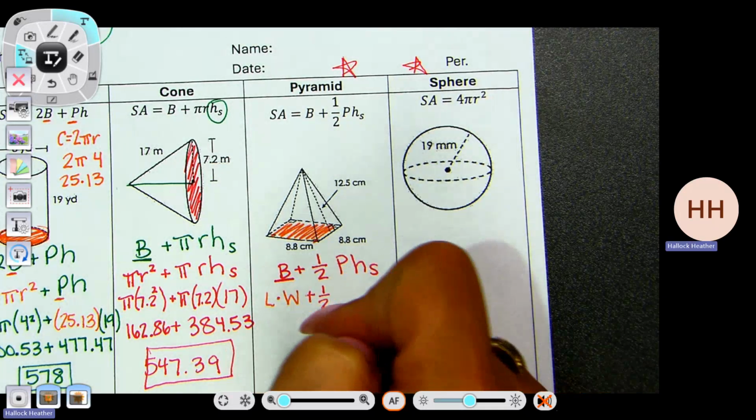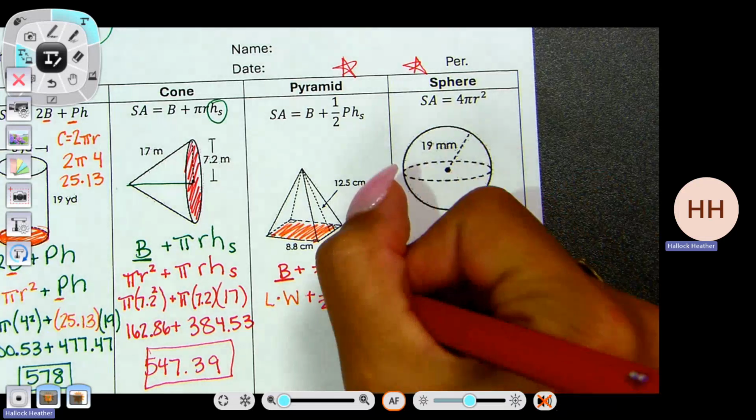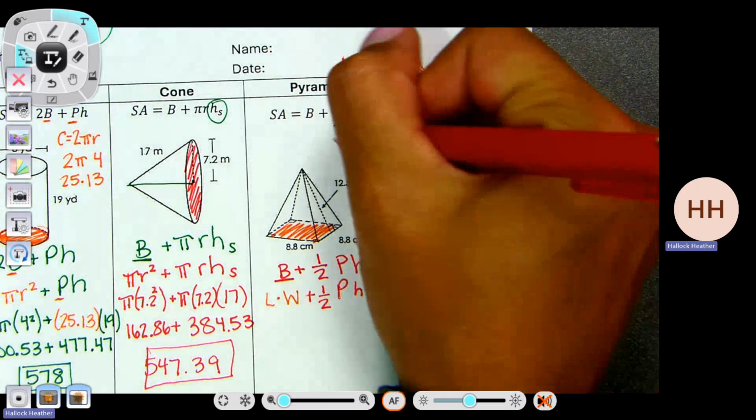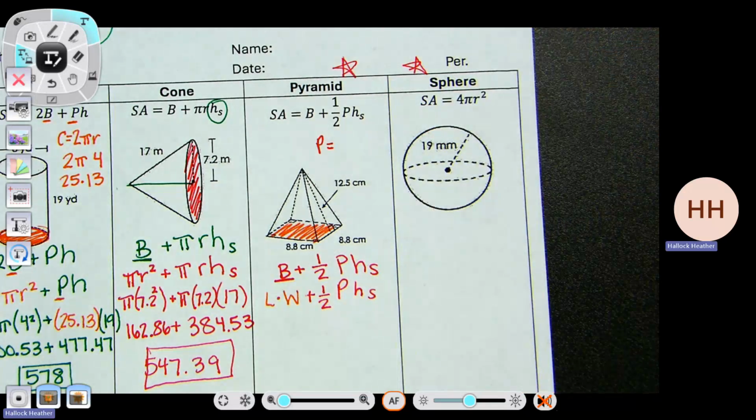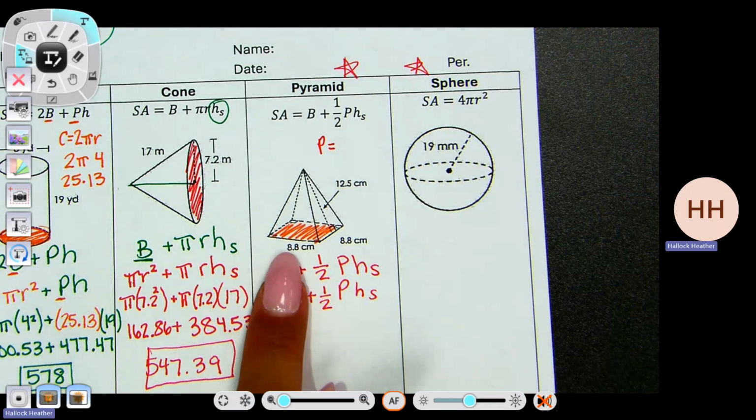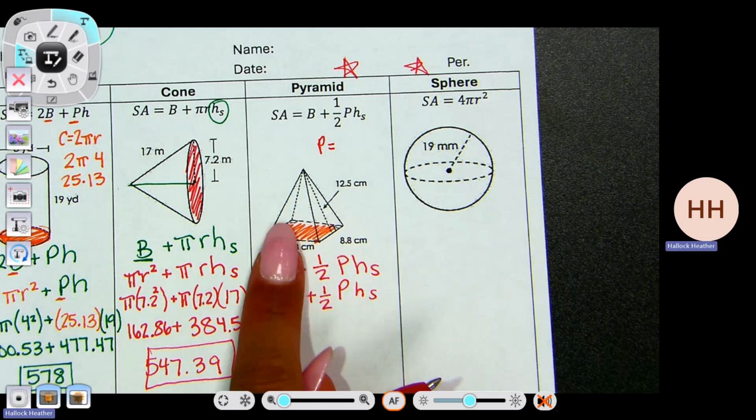Plus 1/2. Now we need to find P. P is the perimeter of the base. So off to the side, let's find perimeter. It's a square. Each side is 8.8. So you're doing 8.8 plus 8.8 plus 8.8 plus 8.8. How much is the perimeter?